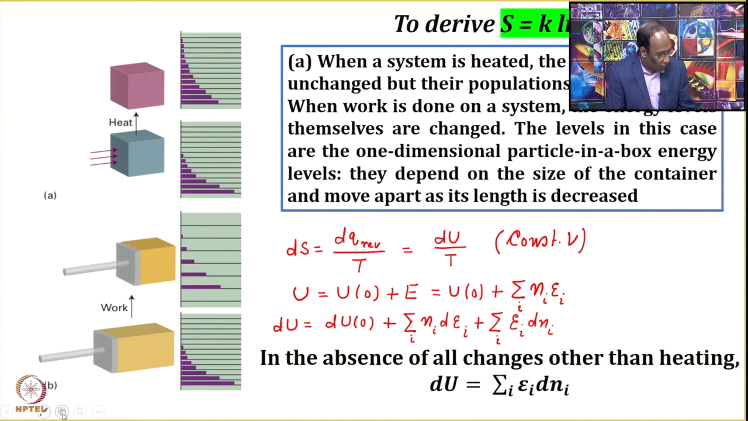So what is going to happen now? There is no change in the energy states, so dEi should vanish, dEi is equal to 0. The term that will remain is summation Ei dNi. So in the absence of all changes other than heating, this is important to note down, we just established that dU is equal to summation Ei dNi. Important to note here that we got an expression for dU, and we showed in the beginning that dU is connected to change in entropy. That means, what is dS? dS is equal to simply dU by T. We will make use of this now. Let us do that.